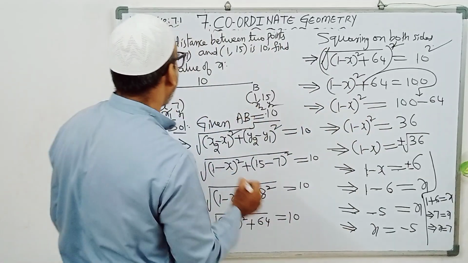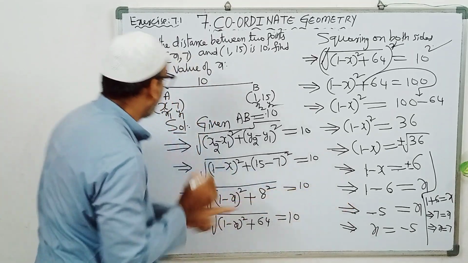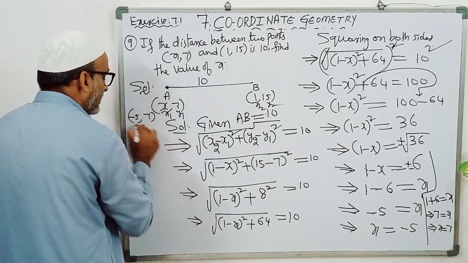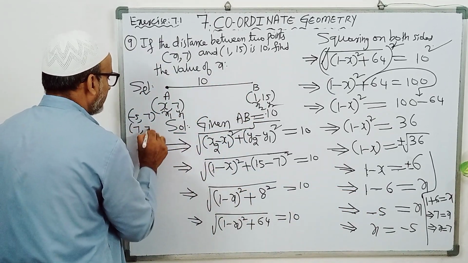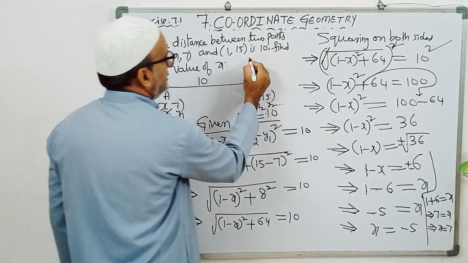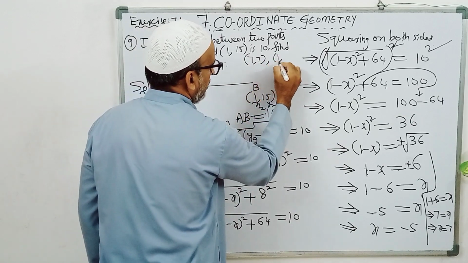Means x is equal to what? In the place of x how much will you write? Minus 5. Means here minus 5 comma 7. Next value, what can you write? 7 also. 7 comma 7. Now you see whether this is correct. 7 comma 7, and here is 1 comma 15.